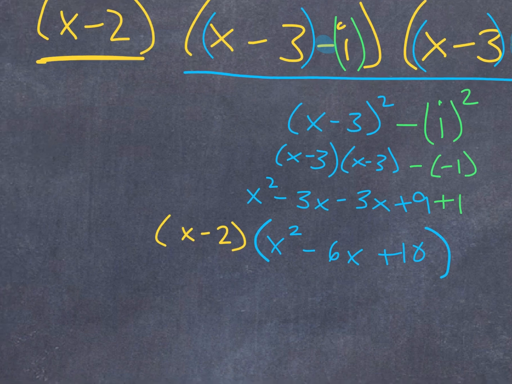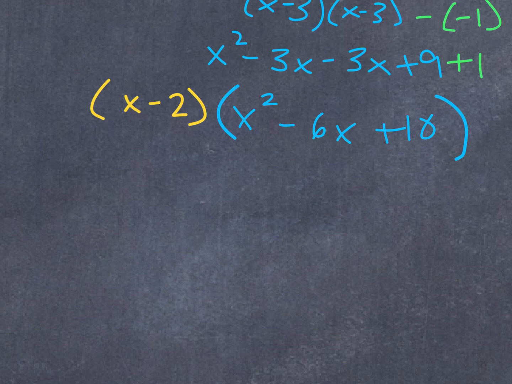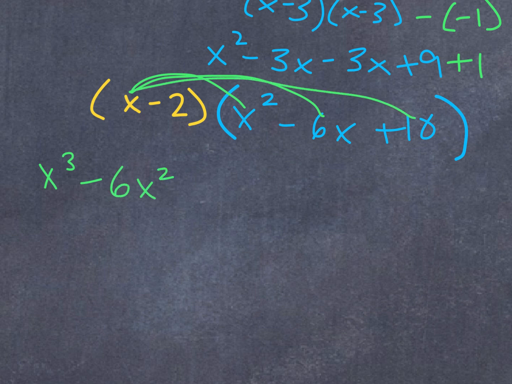So make sure everything in the first set gets multiplied to everything in the second. So starting with x times x squared would be what? x cubed. x times negative 6x is negative 6x squared, and x times 10 is 10x.